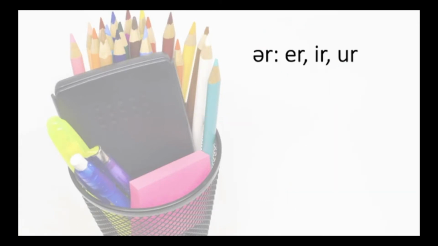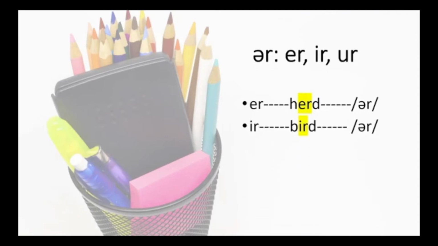For this last one, we're going to talk about the sound. But the sound is a little bit complicated because you can actually have 3 different ways to spell it. Sometimes it is spelled with ER, sometimes it's with IR, and sometimes it's with UR. So our sound correspondences are going to be ER, heard. Say it back to me. ER, heard. The next one is IR, bird. Say it back. And the last one is UR, burn-er. So if you can say that one back to me, UR, burn-er.